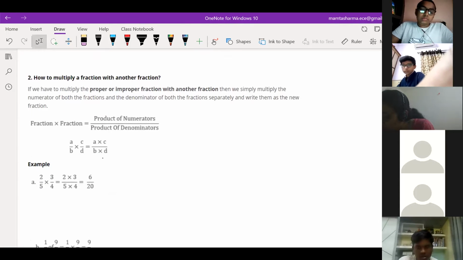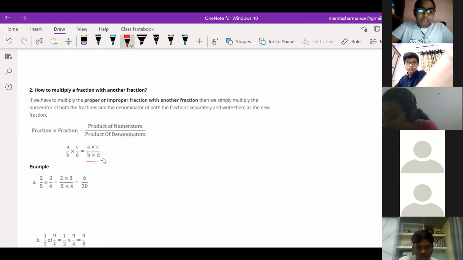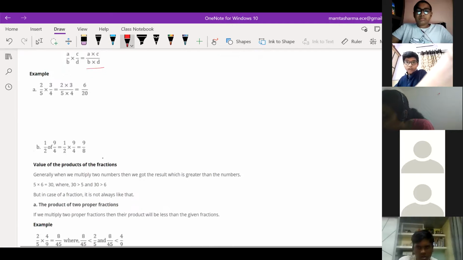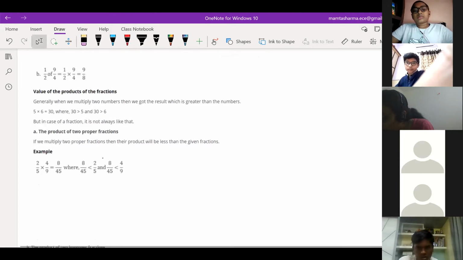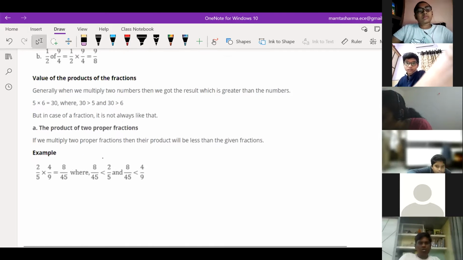Now, next. How to multiply a fraction with another fraction? Yes, ma'am, we have already done. Now, the value of the product of the fractions. Okay.